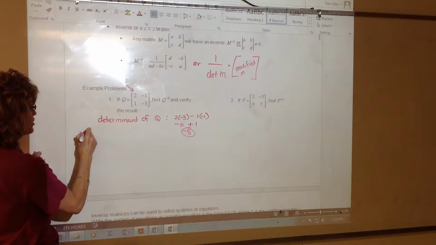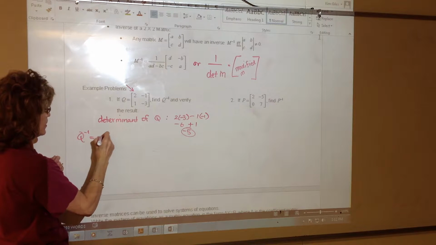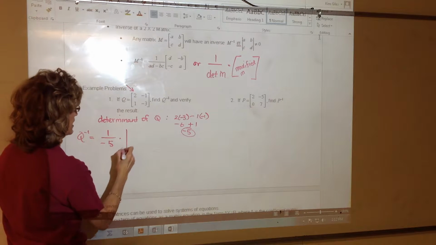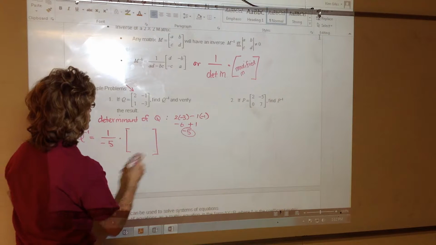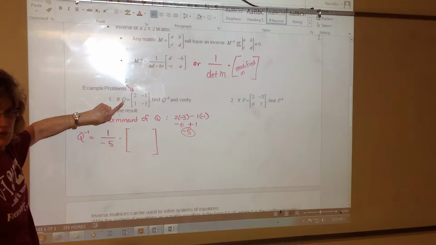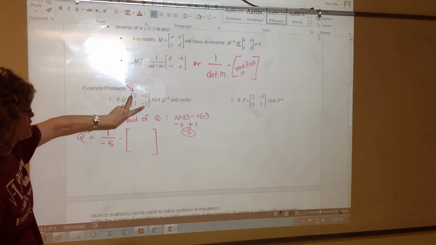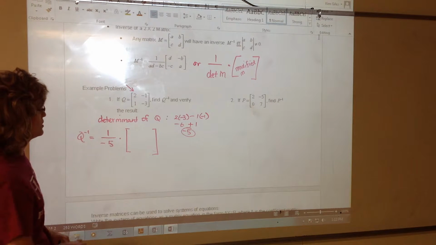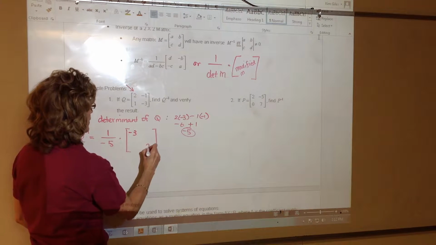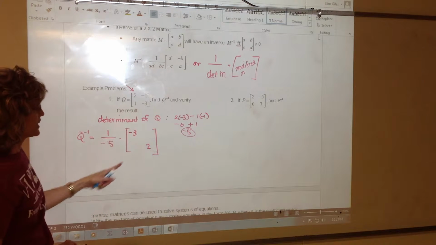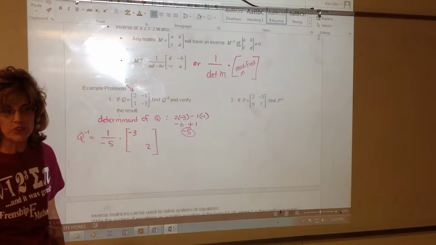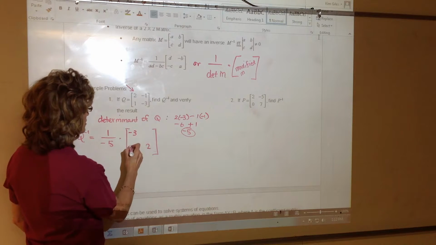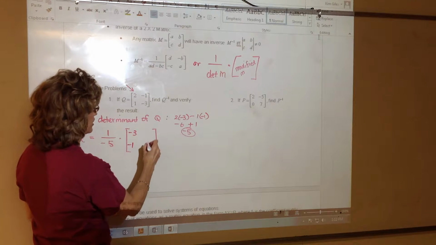So then to find Q inverse, we're going to do 1 over negative 5 times a modified version of the original Q matrix. Remember what we said we're going to do? Along the first diagonal, we're going to trade places. So, negative 3, positive 2. And then along the second diagonal, it's going to look like we trade places again, but we're not trading places. We're changing signs. Positive 1 turns into negative 1. Negative 1 turns into positive 1.